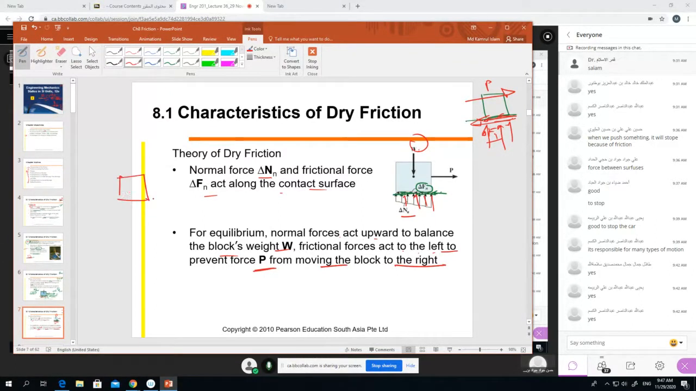So clearly, if you have W working there and P pulling, a frictional force will be developed to prevent the motion, and another force will work: delta N, or N, the normal force against the gravity force.